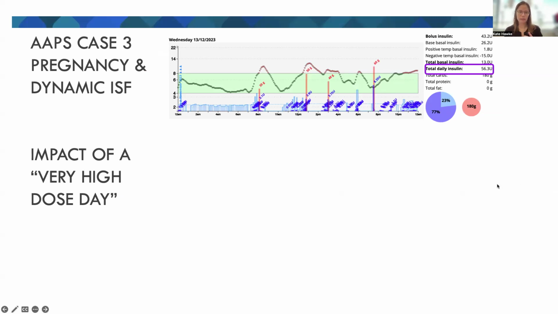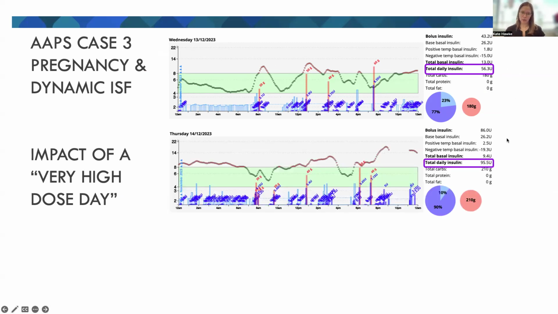So total daily insulin at this particular point in time in December was 56 units, a pretty typical day. You can see we're not bolusing on time, continuing to have issues with nausea, etc. Then we have a really high total daily dose day on the Thursday, up at 95 units. This could be for any number of reasons. Could have been a pod failure, could have been whatever.